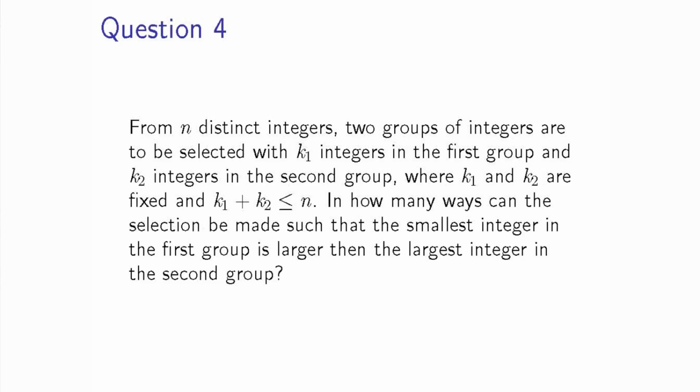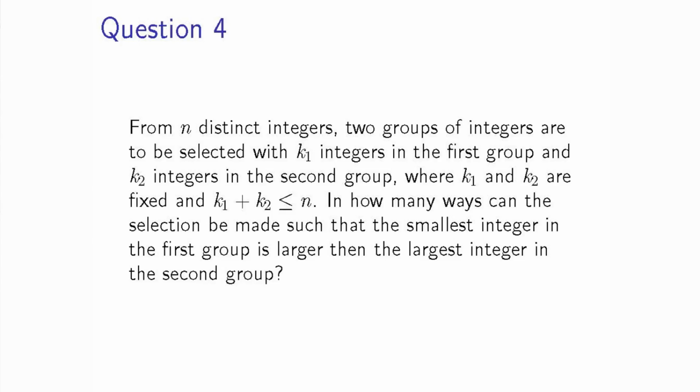So for question 4, we have n distinct integers, and we want to choose two groups of integers where the first group has length k1 and the second group has length k2, and k1 plus k2 is less than or equal to n. In how many ways can we choose numbers such that the smallest integer in the first group is larger than the largest integer in the second group, which means all the numbers in the first group are larger than every number in the second group.